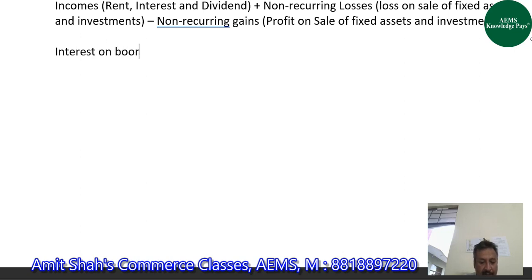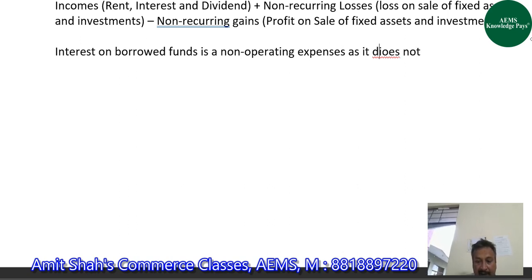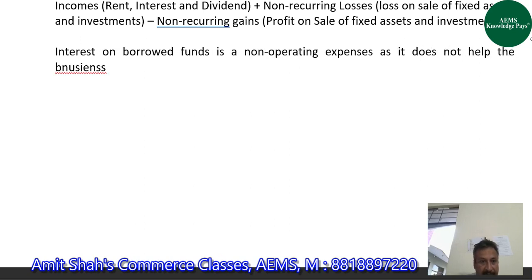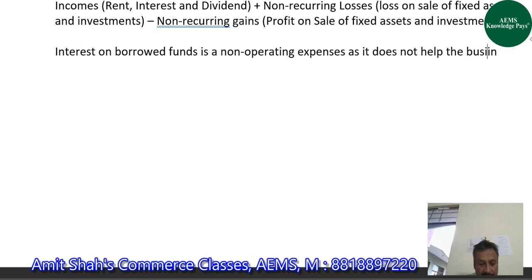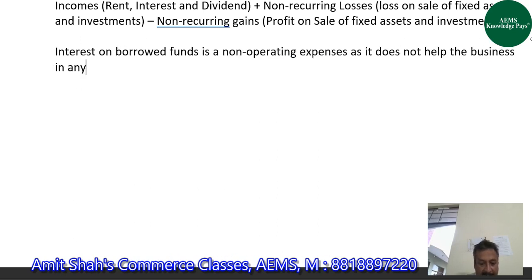So interest on borrowed funds is a non-operating expense as it does not help the business in any of its business operations.